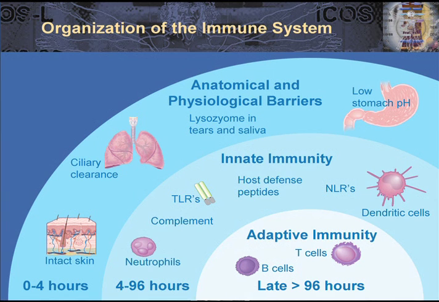But it's only much later, if there has been proliferation and invasion by a microbe, that the adaptive immune system works, and those are primarily B cells and T cells, and this may take up to 96 hours to see an initial response, but sometimes much faster.